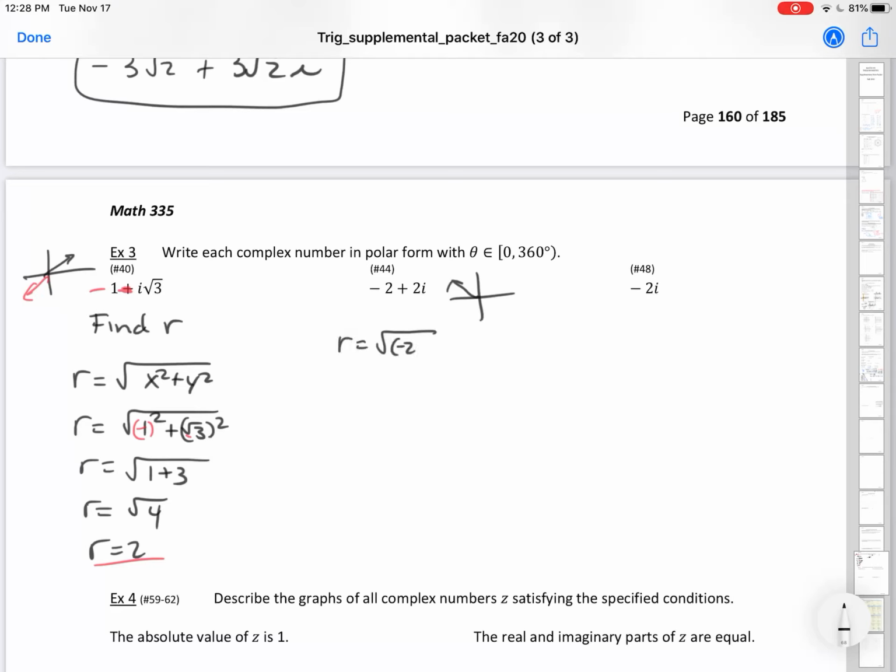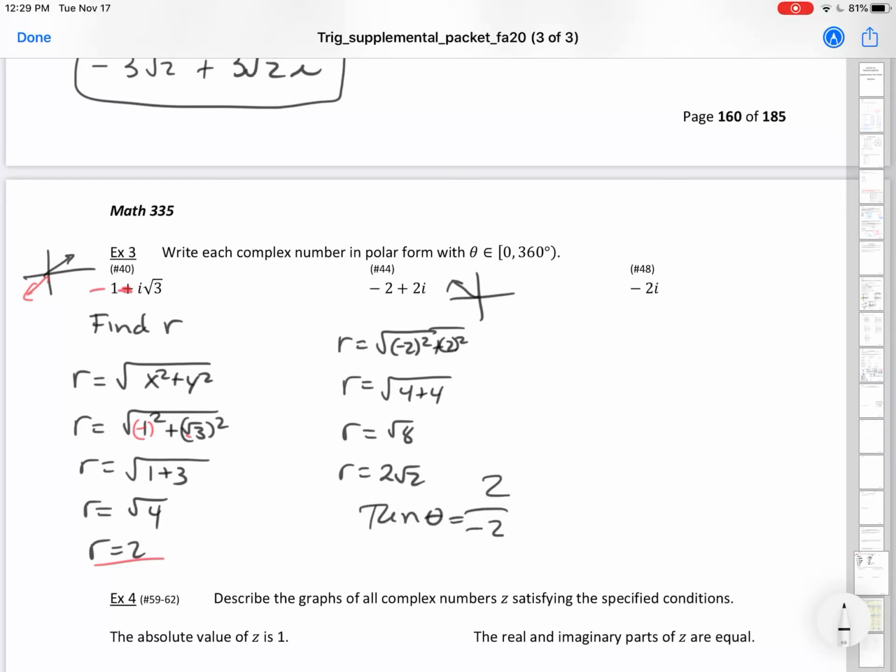R is equal to the square root of negative 2 squared plus 2 squared. Well, what's that? R is equal to the square root of 4 plus 4. So r is equal to root 8. R is simply 2 root 2. Nice. What's tan theta equal to?